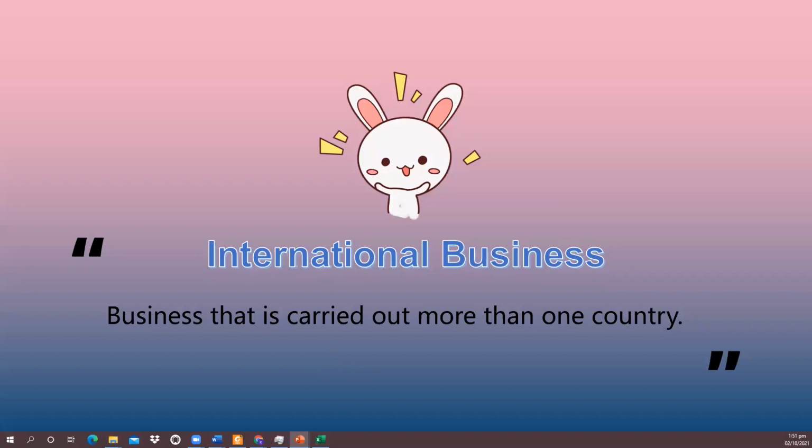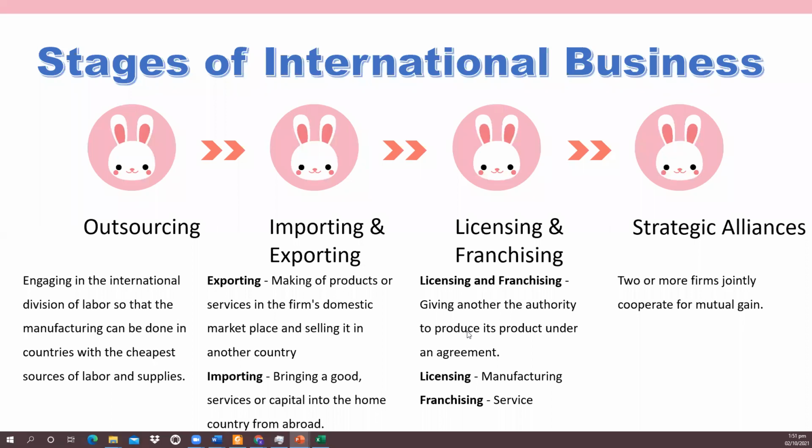International business that is carried out more than one country. Okay, kaya nga siya international business. So stages of international business. So first, outsourcing. So engaging in the international division of labor so that the manufacturing can be done in the countries with the cheapest sources of labor and supplies.